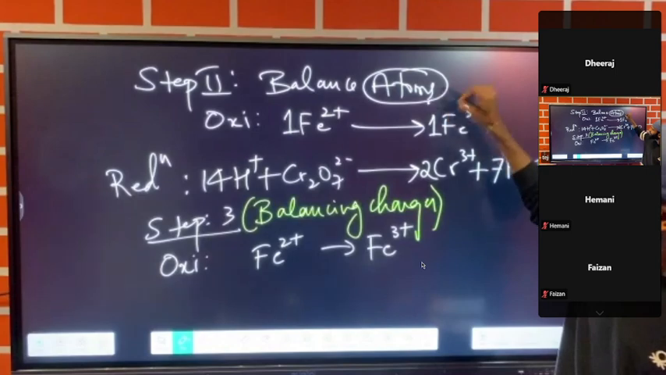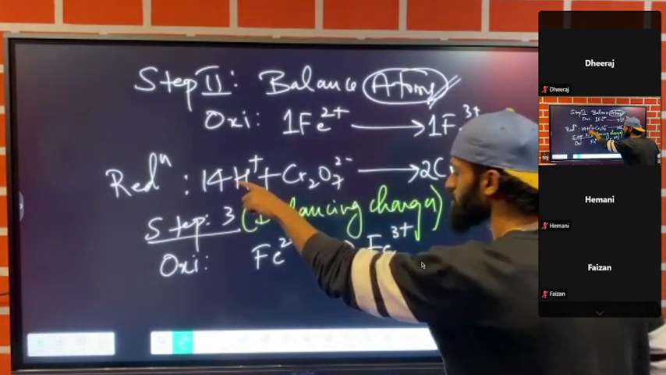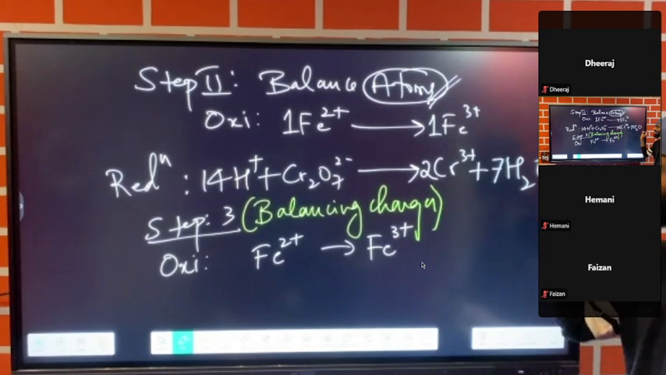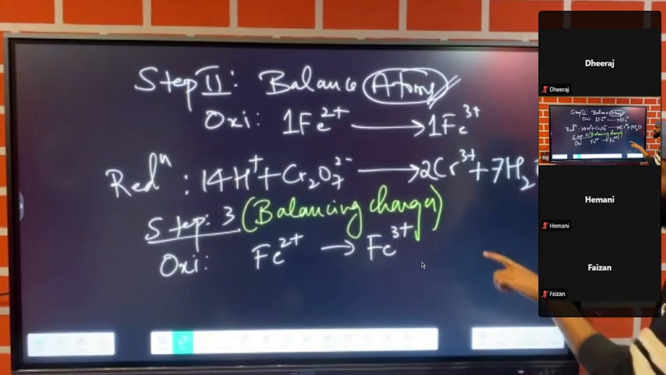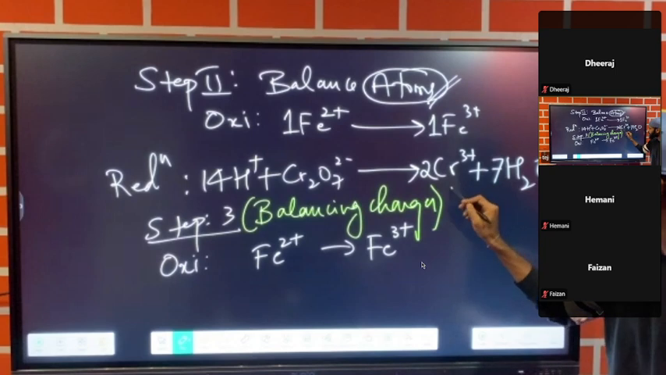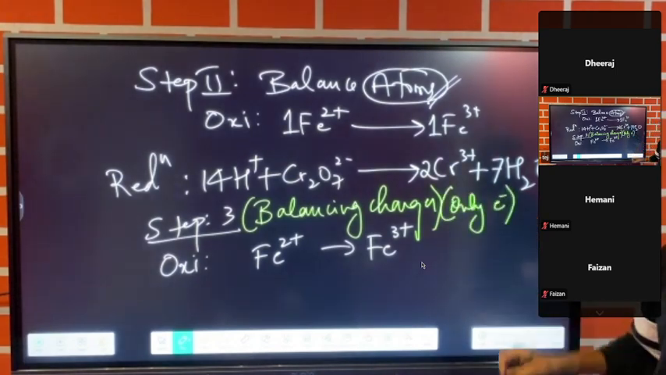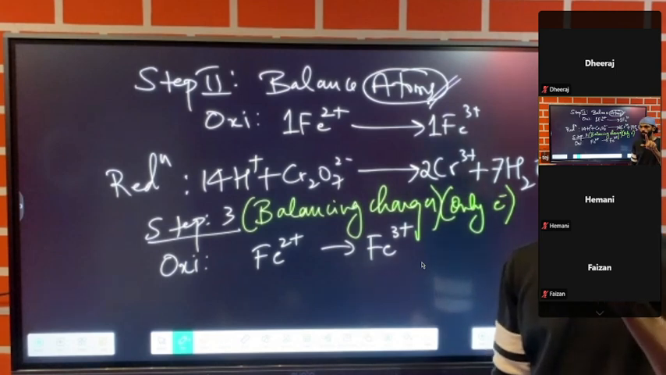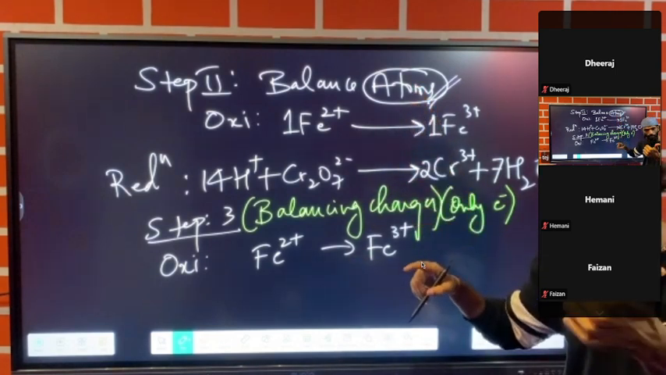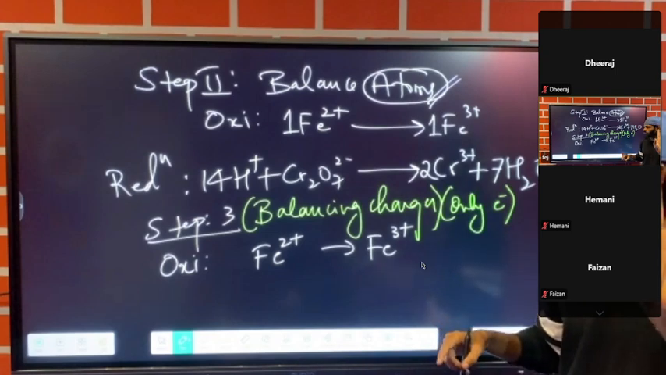Understand? To balance atoms, the partners were water, H plus, all these came for help. Okay. When you're trying to balance charges, always remember, you will only use electrons. Only electrons. To balance charges, only electrons. To balance atoms, you use H plus, OH minus, or water. Okay? That's how it works.